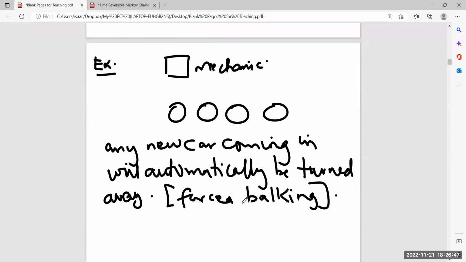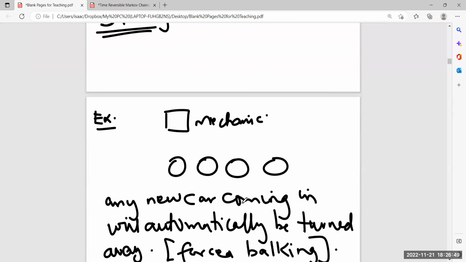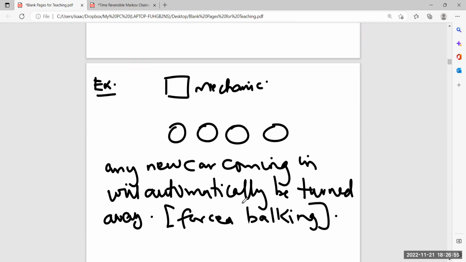So we have 2 types of balking. This is where somebody wants to join the queue. In this case, if the queue has a maximum length, as here where the maximum length is 4, it cannot take any more cars, then any new car coming in must leave. So in other words, we have what we call forced balking.